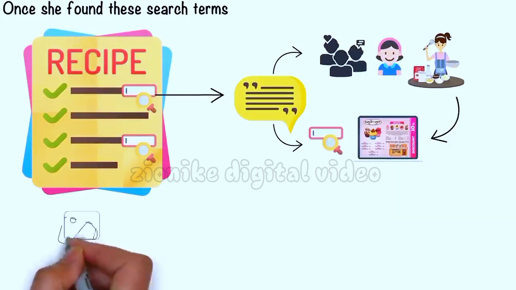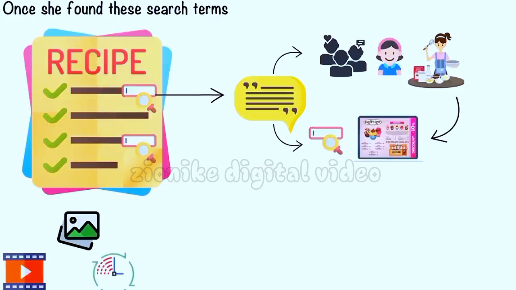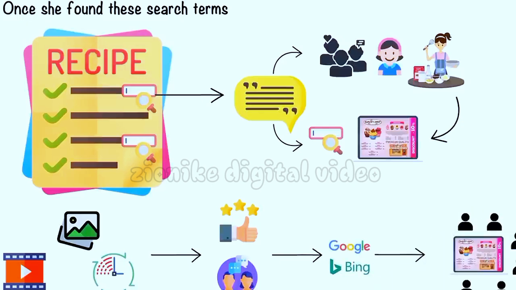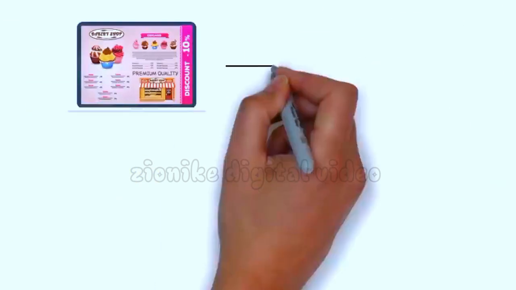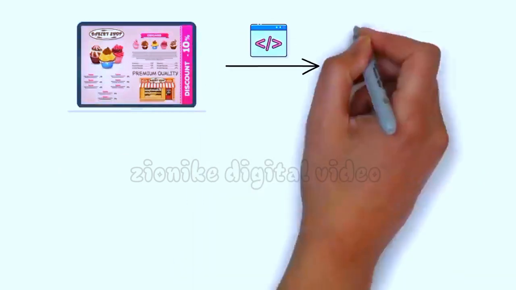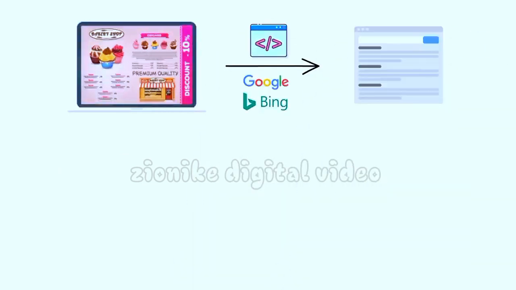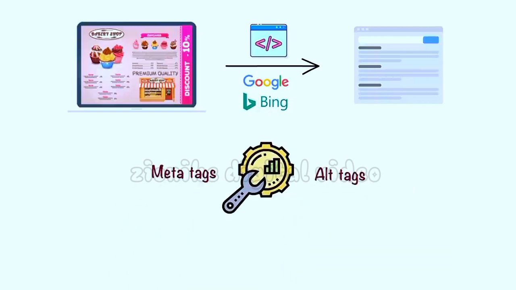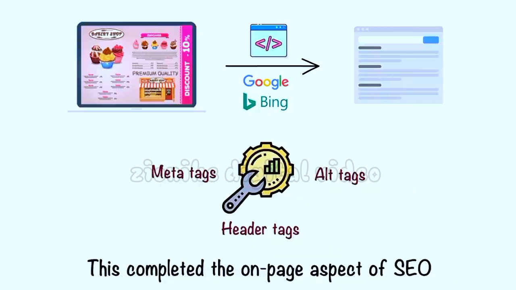Additionally, she added pictures, videos, time lapses, and more to increase credibility and engagement for her content, and subsequently persuading search engines to show her content to more people. After this, she moved to the website meta content that search engines display when her blog appears in search results. She optimized the meta tags, alt tags, header tags, and more. This completed the on-page aspect of SEO.